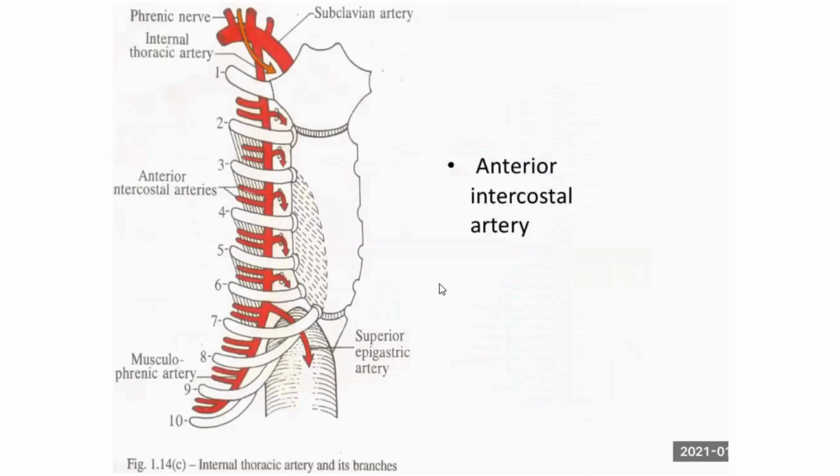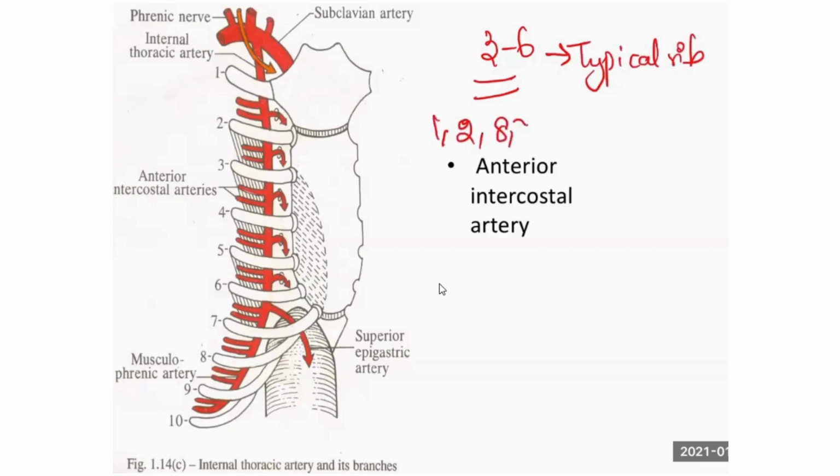If you take the ribs, I said 3 to 6 ribs are true ribs. That classification depends upon the articulation. One more classification is typical and atypical. Typical ribs are 3 to 8. What is remaining? 1, 2, 11, 12 are atypical. These atypical ribs don't have uniform features. Normally all the ribs should have the same features.